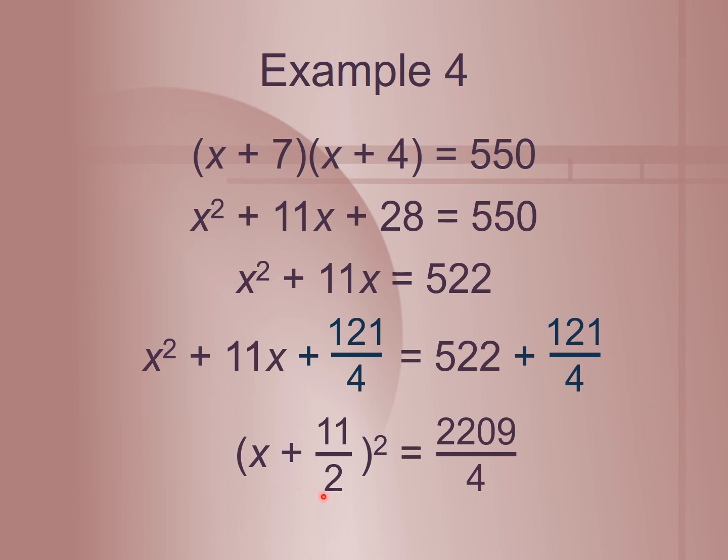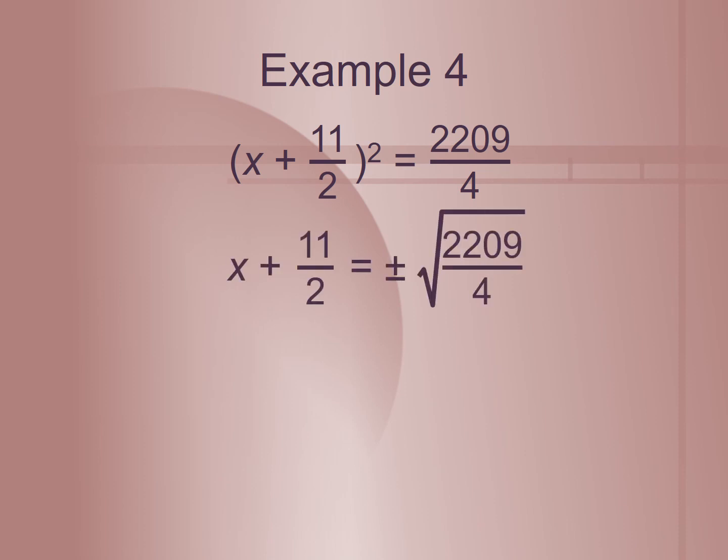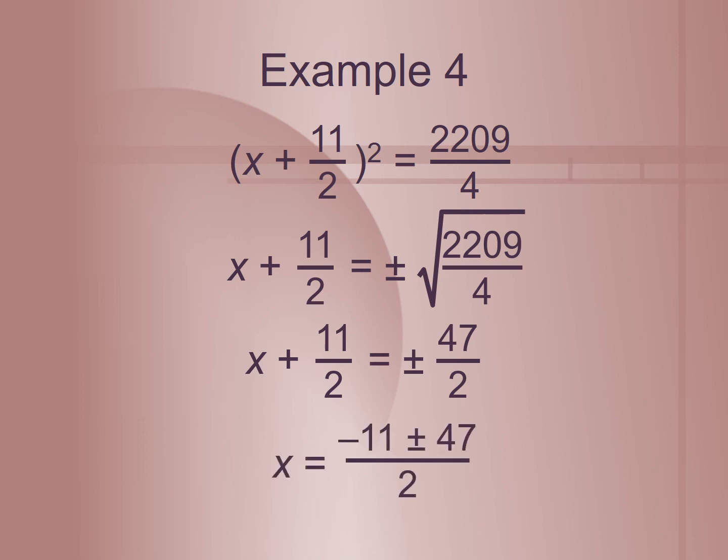So I have x plus 11 over 2, squared, and then 522 plus 121 over 4 is 2,209 over 4. Notice that I'm keeping with the fractions. So from here I can square root both sides, and then I can simplify. The square root of 2,209 is 47, and the square root of 4 is 2. Then I can subtract 11 over 2 from both sides. Just so happens that the denominators are the same, so that means I have negative 11 plus or minus 47, all over 2.